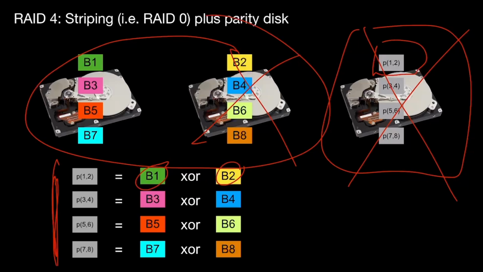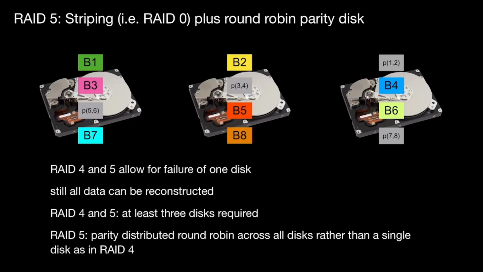And that holds for any combination. So any data disk you lose, you can reconstruct by just XORing whatever remains together. You have k disks, you XOR the blocks from the k minus 1 surviving disks, and you can reconstruct anything. And that is an interesting property of RAID 4. So you can survive one disk failure.